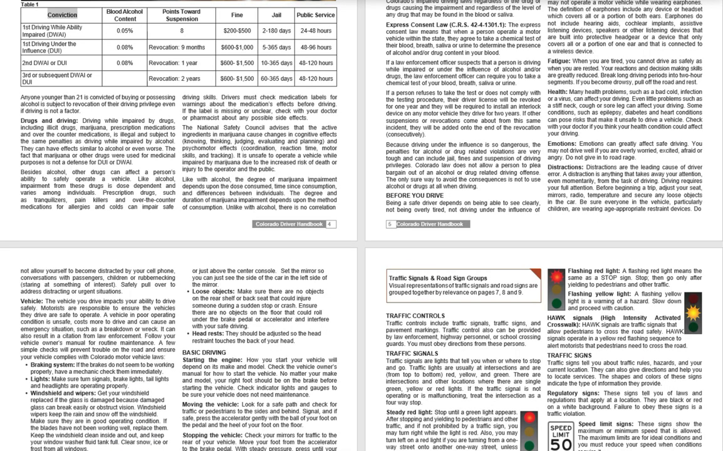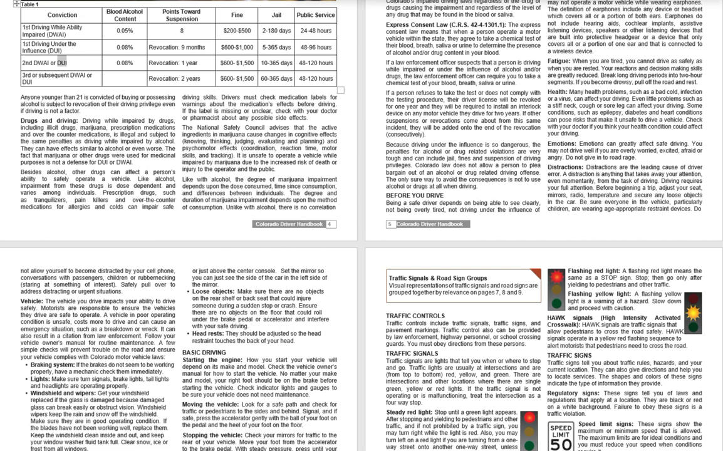Table 1. Conviction, blood alcohol content, points toward suspension, fine, jail, public service. First driving while ability impaired, DWAI: 0.05%, 8 points, $200 to $500, 2 to 180 days, 24 to 48 hours. First driving under the influence, DUI: 0.08%, revocation, 9 months, $600 to $1,000, 5 to 365 days, 48 to 96 hours.